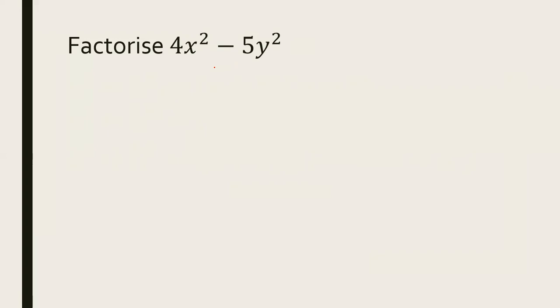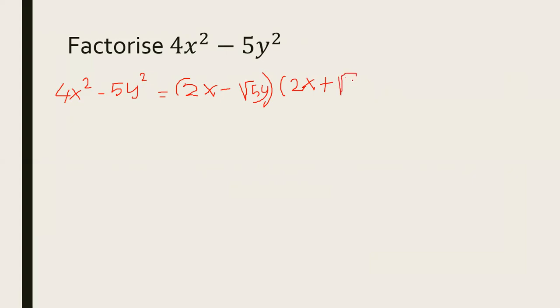All right. Now we're going to answer this one. How to factorize 4x squared minus 5y squared? Square root of 4 is 2x, minus square root 5 y, times 2x plus square root 5 y. This is the solution.